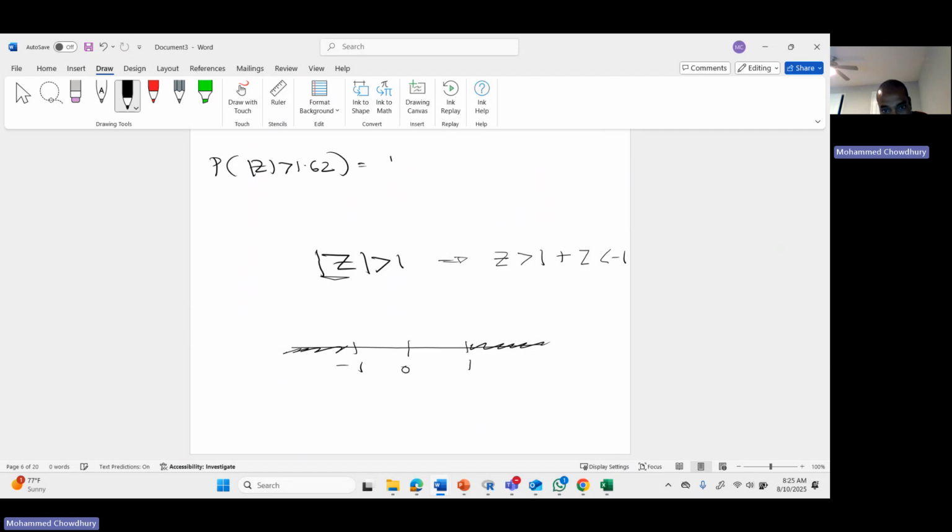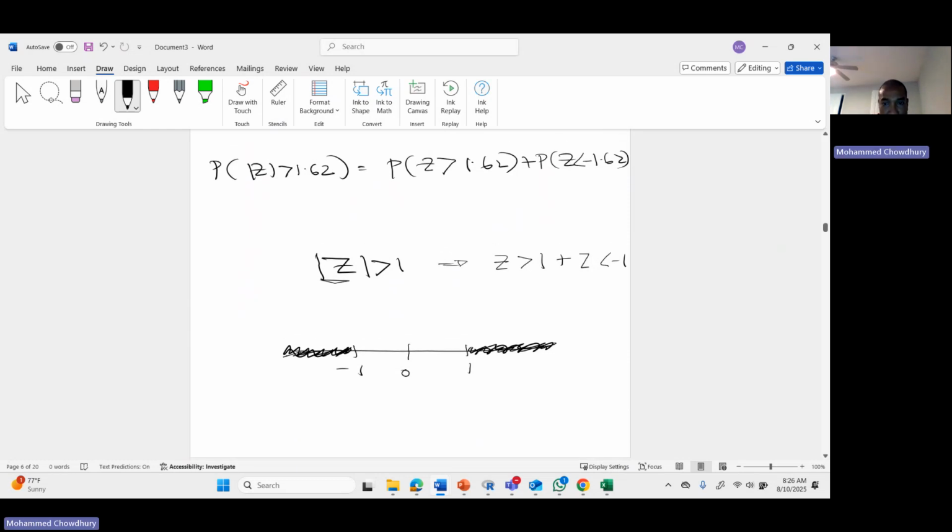Now you have to write the probability of z greater than 1.62 plus the probability of z less than -1.62. This is what you are finding. When there is an absolute z and you take out the absolute sign, you will have these two things to find.